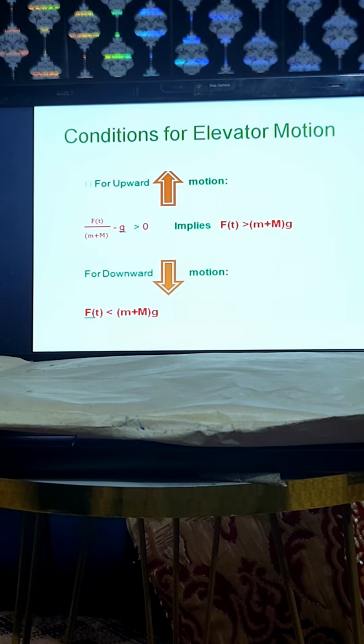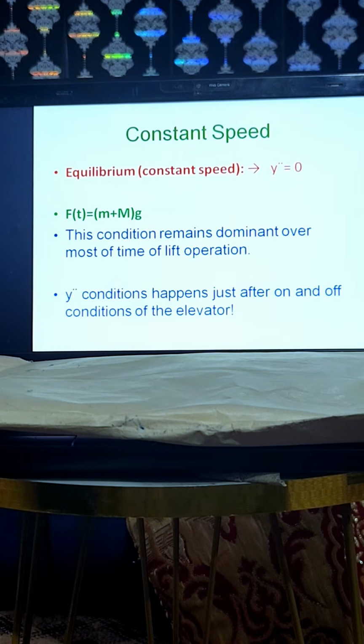There are three types of conditions. For upward motion, the weight of the system must be less than the applied force by the motor. For upward motion, the applied force must be greater than the weight of the system, that is f of t must be greater than m plus capital M into g. For downward motion, the force applied by the motor must be less than the weight of the system, that is m plus capital M into g. There is a third condition, constant speed or equilibrium condition. This condition prevails during smooth motion of the elevator system.